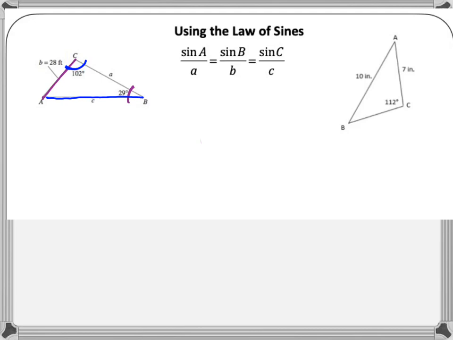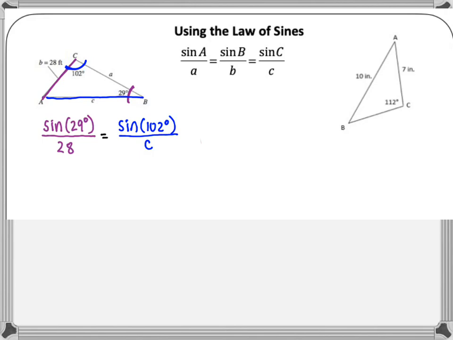So it looks like we're going to take a look at this. Watch what I'm writing in purple here. We're going to go the sine of 29 degrees divided by the opposite side, which is going to be 28 feet, equals, and in this case we're solving for a side, so we're going to go sine of 102 degrees all over some unknown value c.